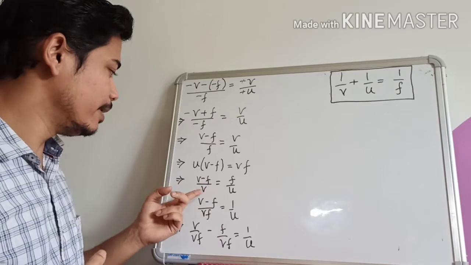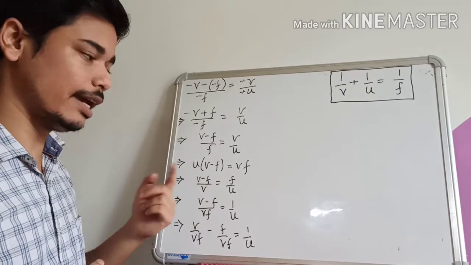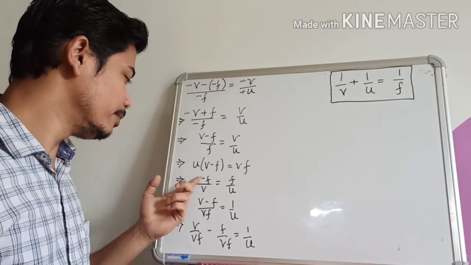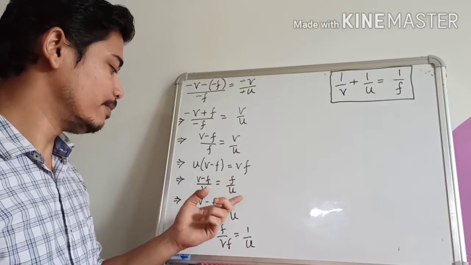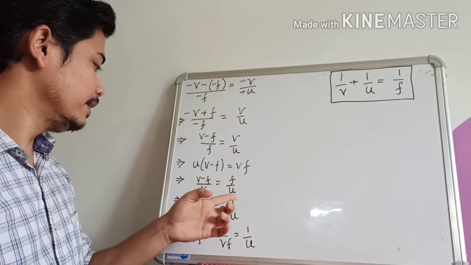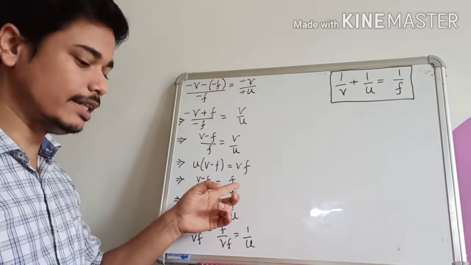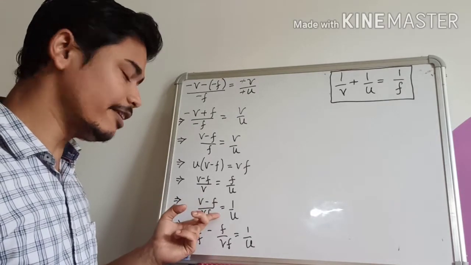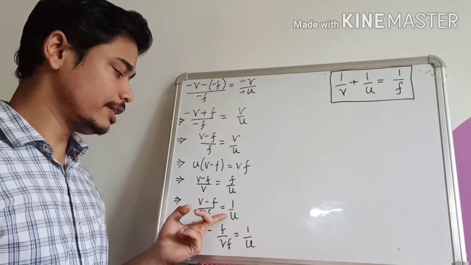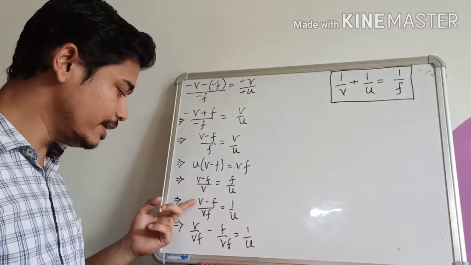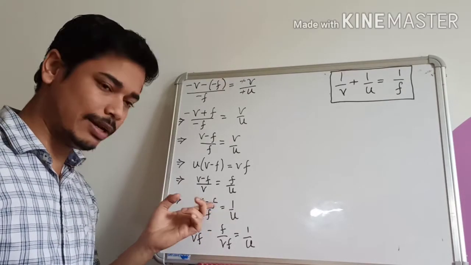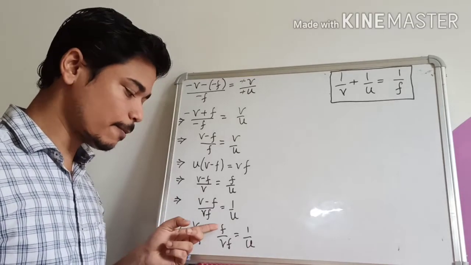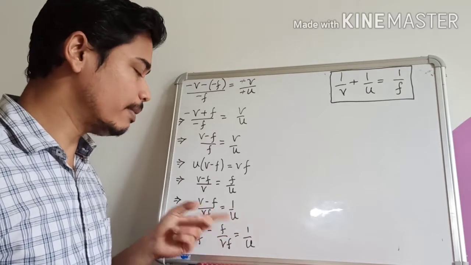Here v minus f remains. What we have done is we have taken u to the other side and v to this side. Here also we have just cross multiplied, so this becomes v minus f divided by v is equal to f by u. Now bring that f to this side. If we cross multiply, we have v minus f divided by vf, that is equal to 1 by u. Divide this term by vf, so we have to divide both the terms of the numerator by vf. So this becomes v divided by vf minus f divided by vf, that is equal to 1 by u.